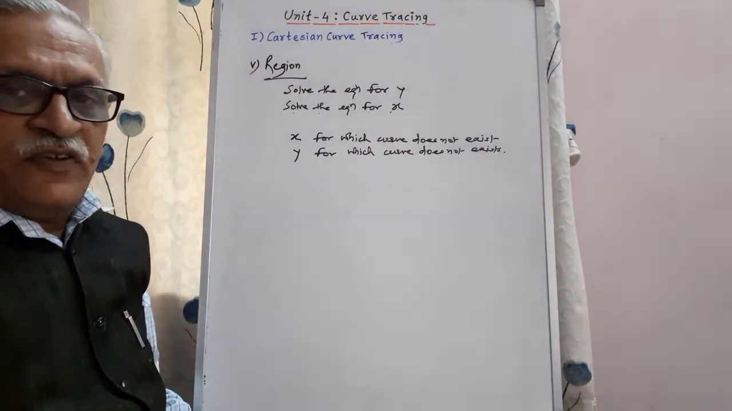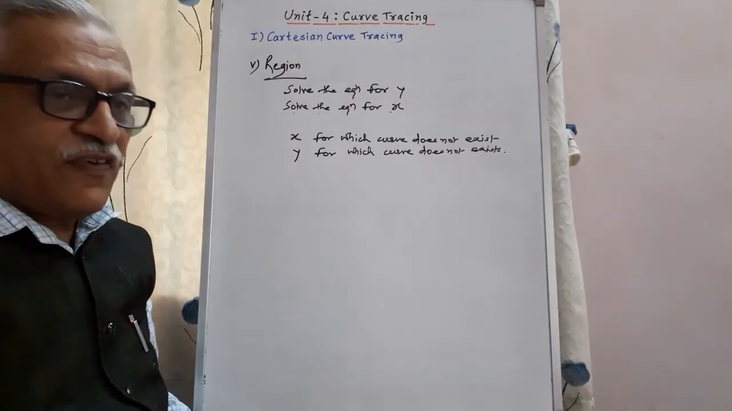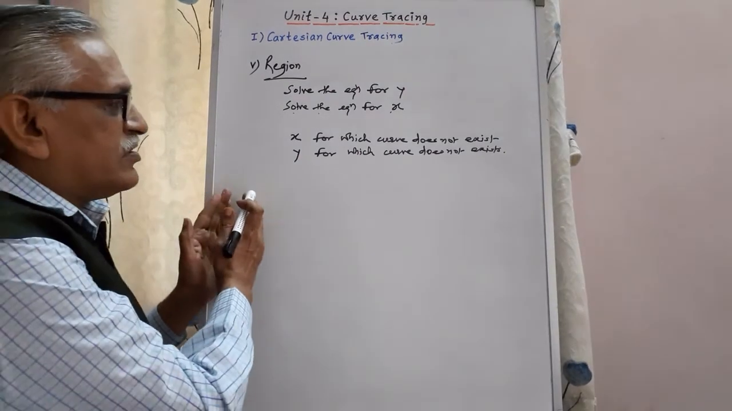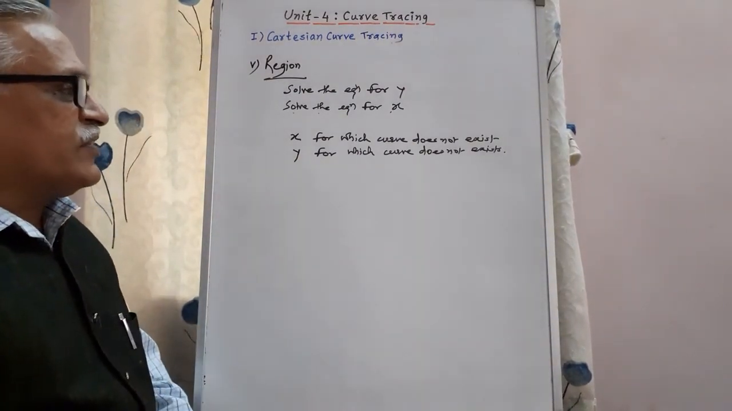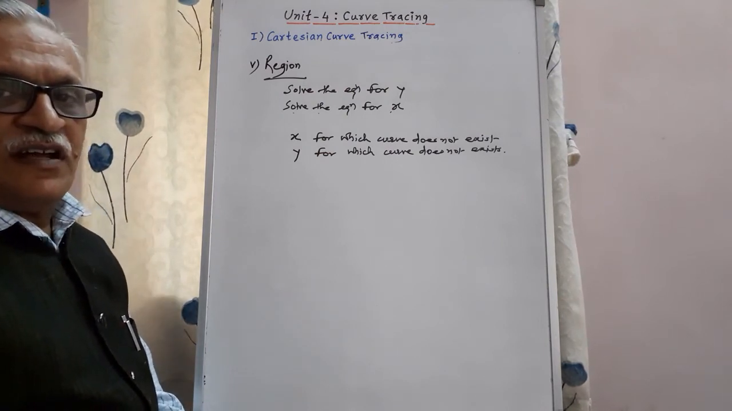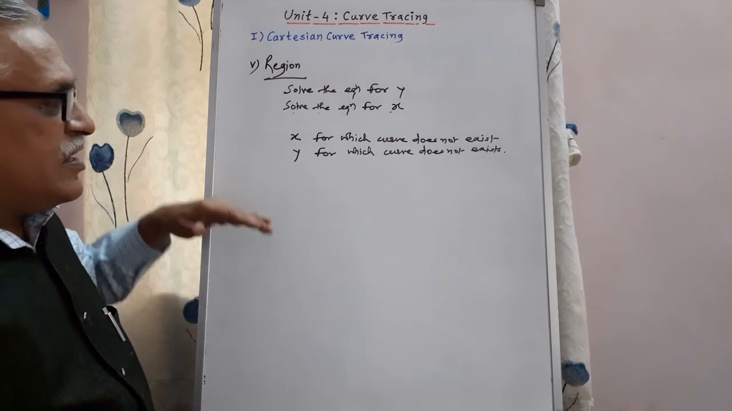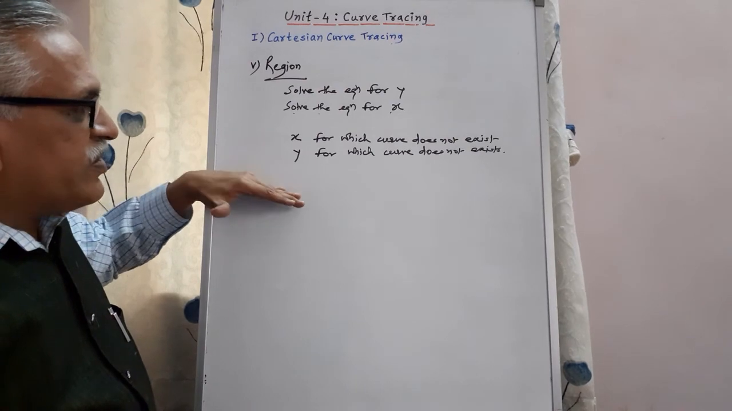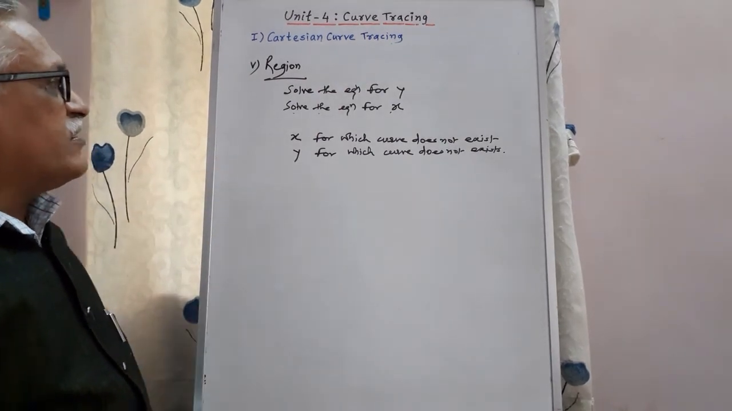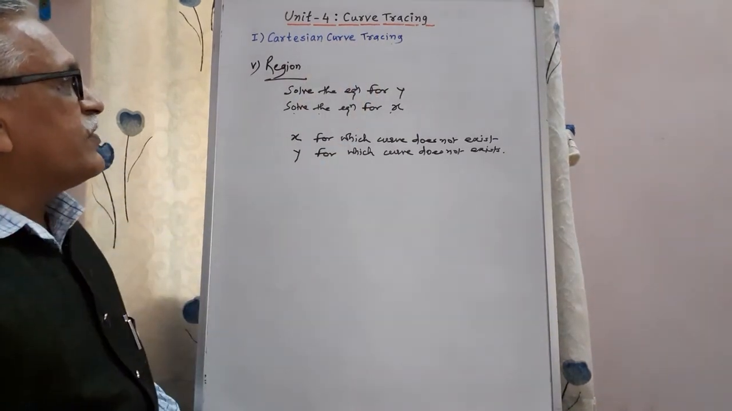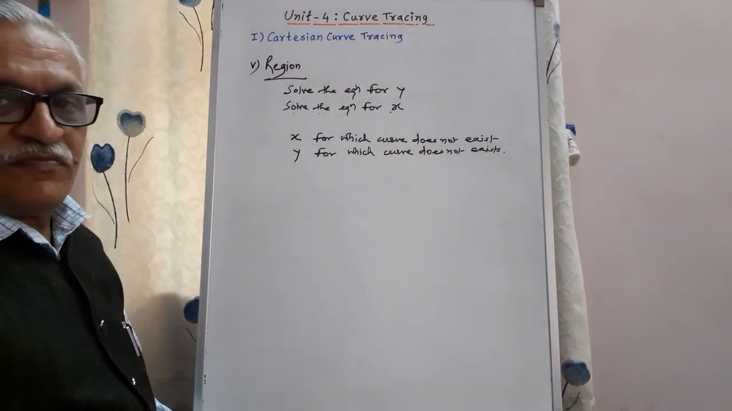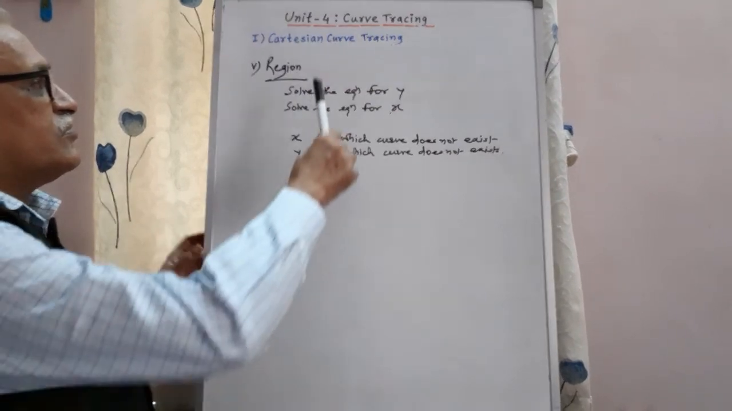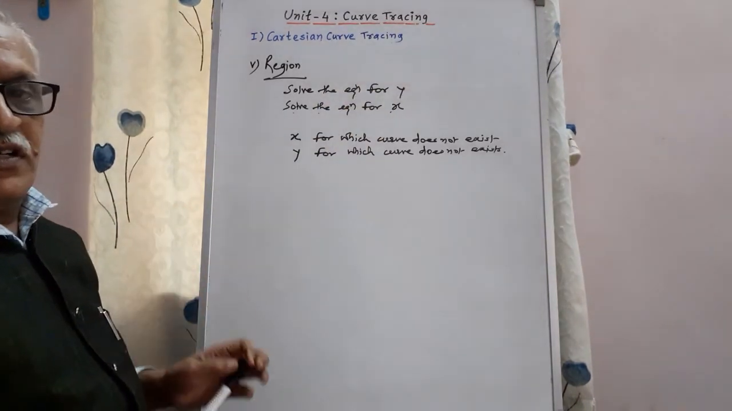Therefore, if we complete all these 5 points, and after completion try to show it in a figure, we obtain the tracing of that curve. I will explain by solving some simple examples how we can get the figure of a Cartesian curve. And that is the next part, the third part of the video for this curve tracing, Cartesian curve tracing.